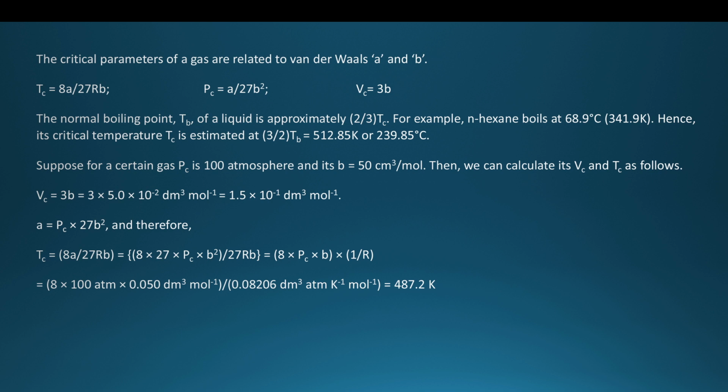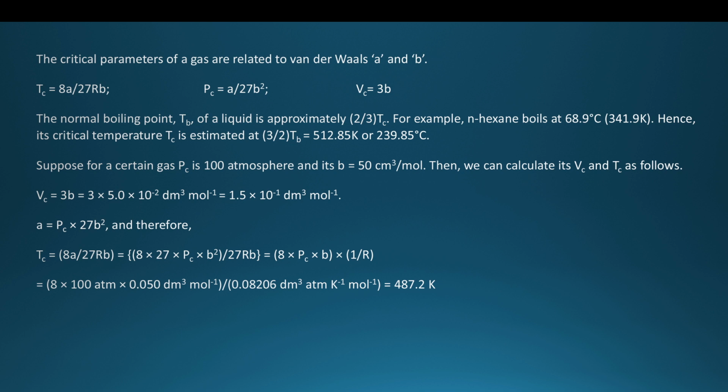The normal boiling point of a liquid is approximately 2/3 of Tc. For example, for n-hexane which boils at 68.9 degrees Celsius, the critical temperature is estimated as 3/2 Tb equal to 512.85 Kelvin.